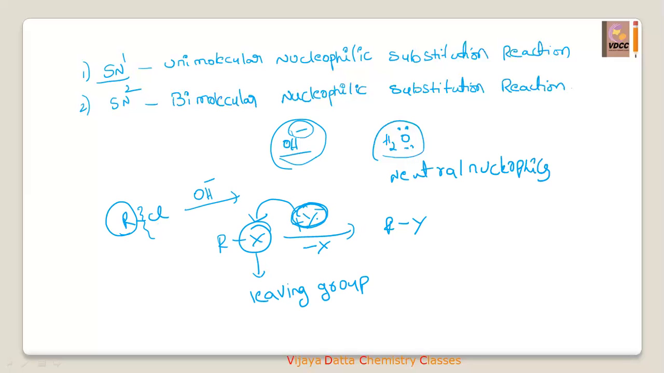So it is called a nucleophilic substitution reaction. X has been substituted by Y. X is called the leaving group and Y is called the nucleophile, and the whole reaction is said to be a nucleophilic substitution reaction. Now we are going to study two types of substitution reactions: the SN1 reaction and the SN2 reaction. Today in our class we are going to discuss the SN1 reaction.